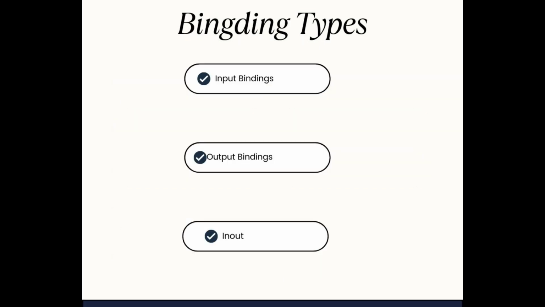Let's consider binding types. As we discussed, there are three different types of binding: input binding, output binding, and some resources which support both input and output bindings. Majorly we use input and output bindings. So let's consider the scenario of when to use what kind of trigger and what kind of binding.